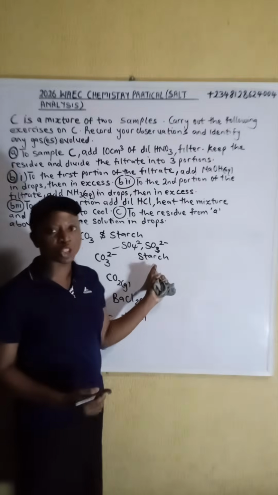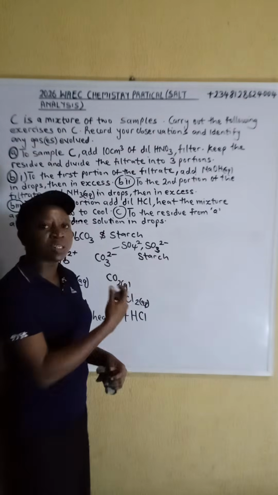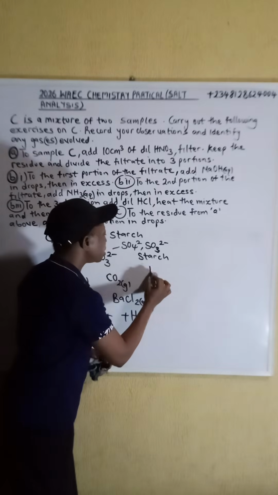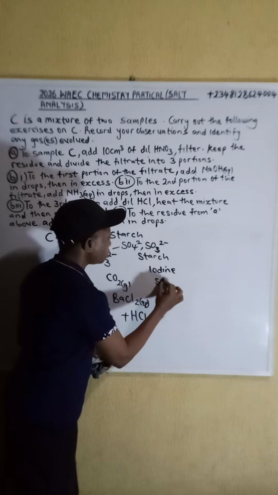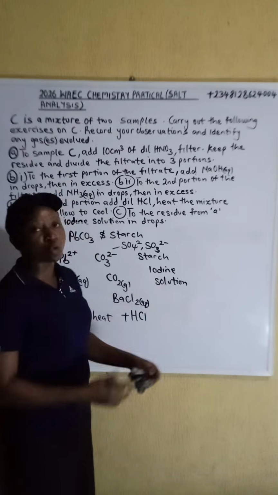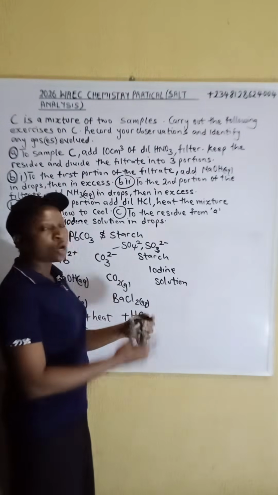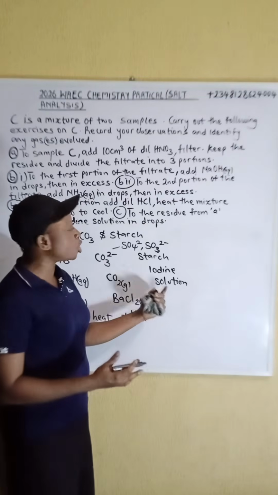Now let's look at starch. You confirm the presence of starch in an unknown sample by adding iodine solution. So addition of iodine solution to an unknown sample that contains starch will turn blue-black. Blue-black coloration will be formed.